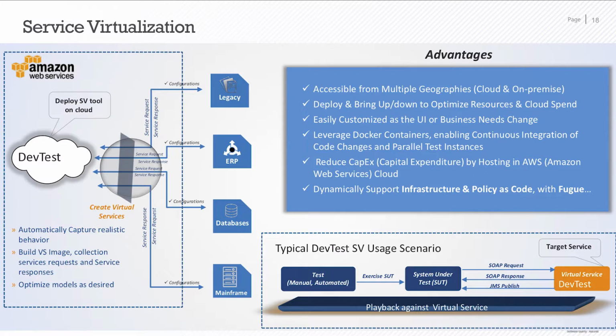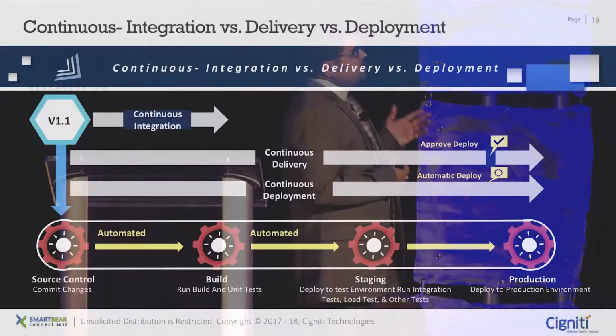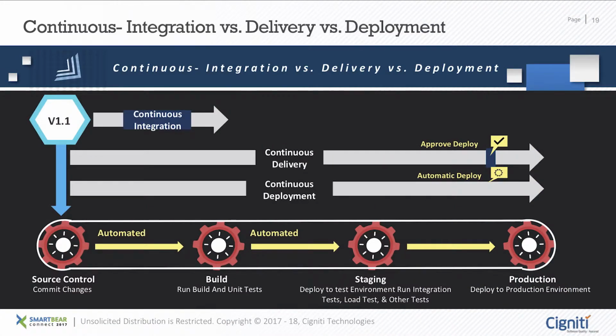So you would like to leverage Docker to enable continuous integration of these code changes, and at the same point of time test across different situations and different integrations, and have end-to-end automation done in that particular aspect of it. We've seen this in terms of how continuous integration versus delivery versus deployment happens.